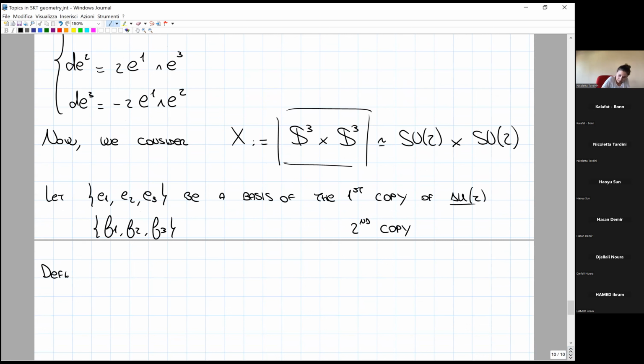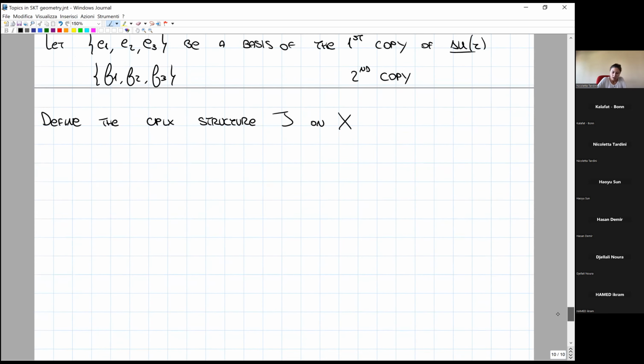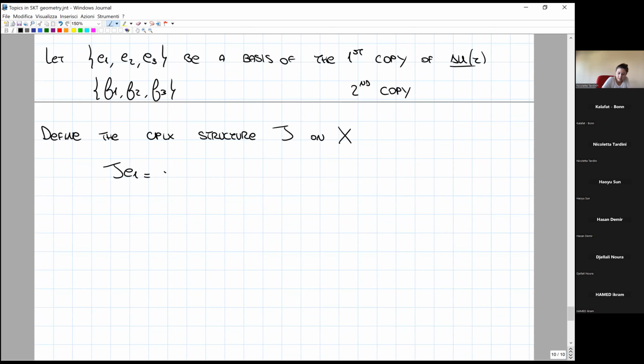So define the following complex structure J on X. We say that J of E1 is equal to E2, J of F1 is equal to F2. So we are sending E1 to E2 in the first copy, F1 to F2 in the second copy, and then we send E3 to F3. And then impose, of course, that J squared is minus the identity. It turns out that J is related to the Calabi-Eckmann standard complex structure on S3 times S3.